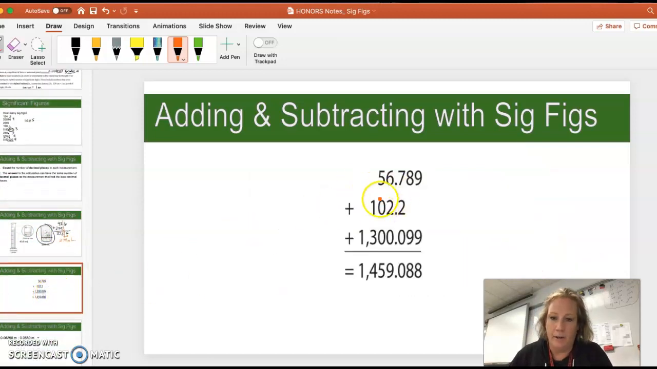Here's another addition problem. So you can see that this one going to the tenths is the weakest measurement. So you can only go to the tenths. And then again, looking back only 1, 5 or greater, round up. So the answer here would be 1459.1.